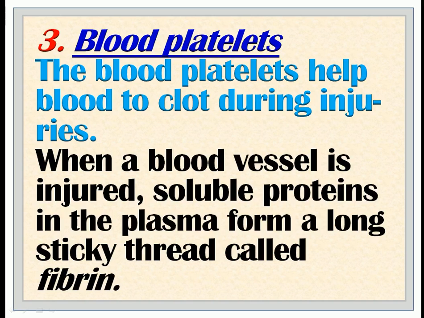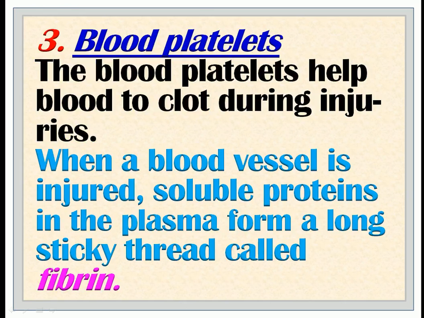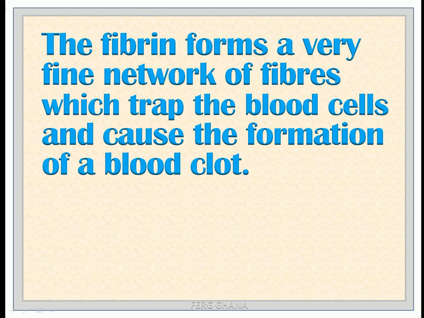3. Blood platelets. The blood platelets help blood to clot during injuries. When the blood vessel is injured, soluble proteins in the plasma form a long sticky thread called fibrin. The fibrin forms a very fine network of fibers, which trap the blood cells and cause the formation of a blood clot.